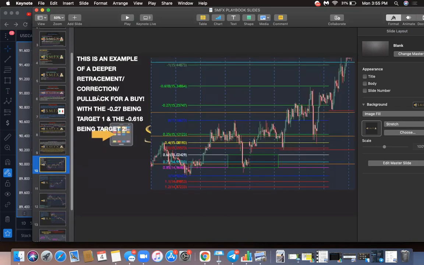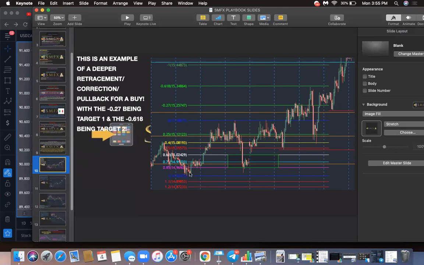So first things first, this is an example of a deeper retracement, correction, pullback for a buy, right? So once again, retracement, correction, and pullback is the same thing for a buy, with the negative 0.027 being target 1 and the negative 0.618 being target 2, and obviously negative 1 being target 3. So in this scenario, right, we are in a bullish move.